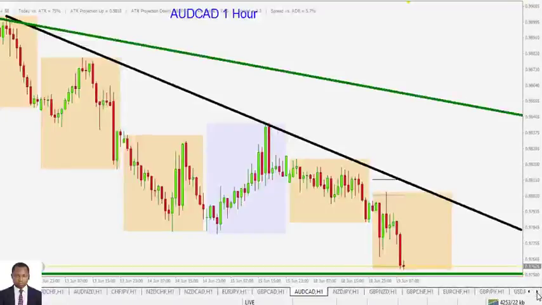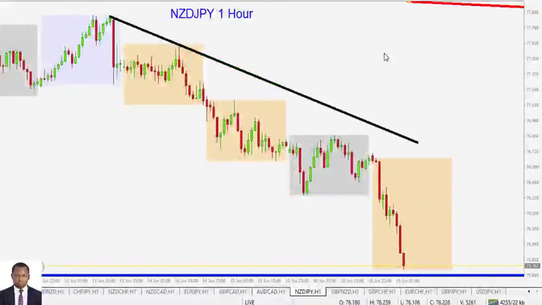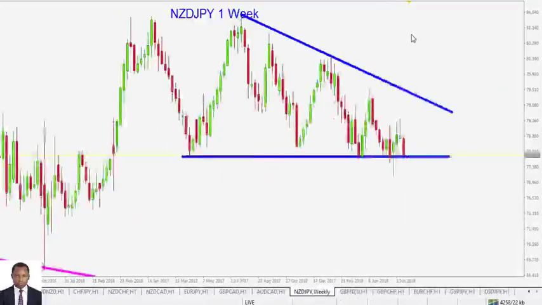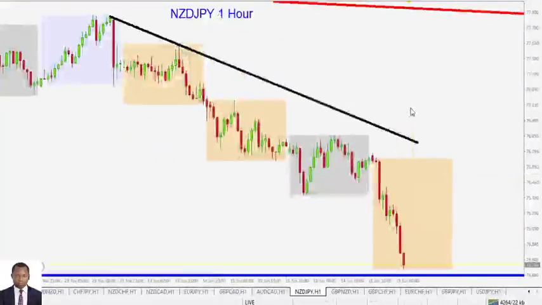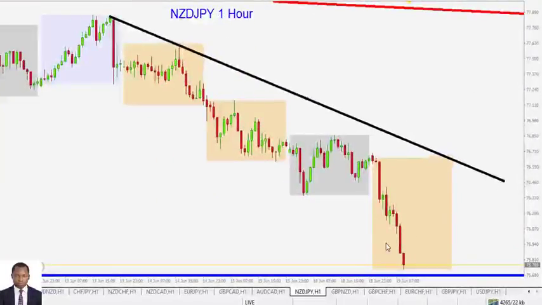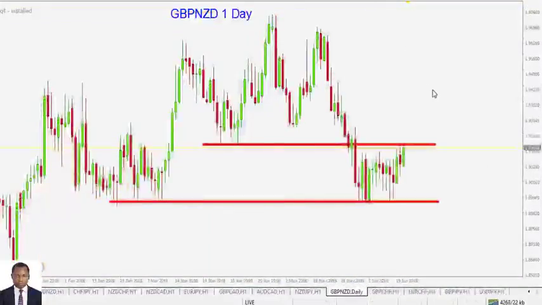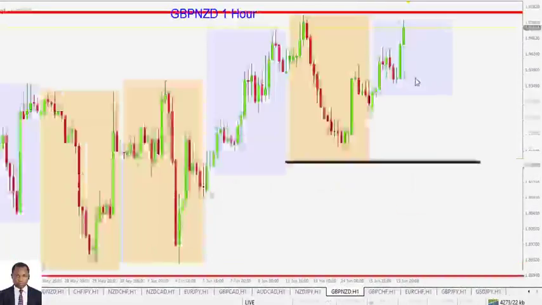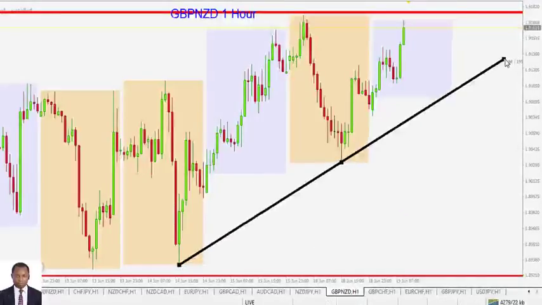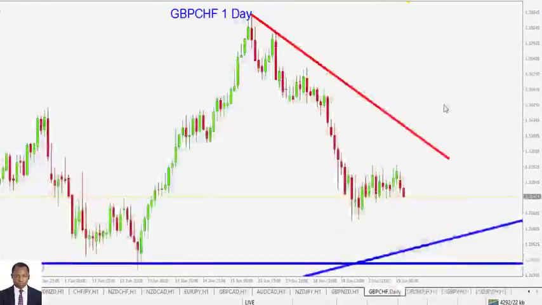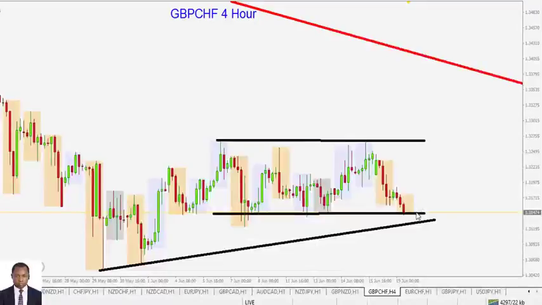Okay, nothing on that one. New Zealand dollar against the Japanese yen. A very strong Japanese yen. Okay, straight move. Sterling pounds against the New Zealand dollar. Trading around resistance zone. Nothing as well. Sterling pounds against the Swiss franc. Lots of confusion going on.